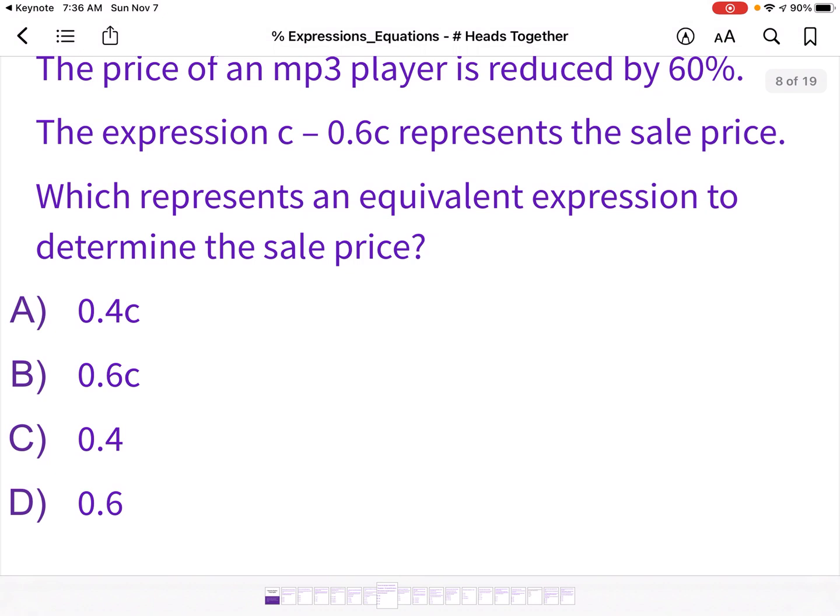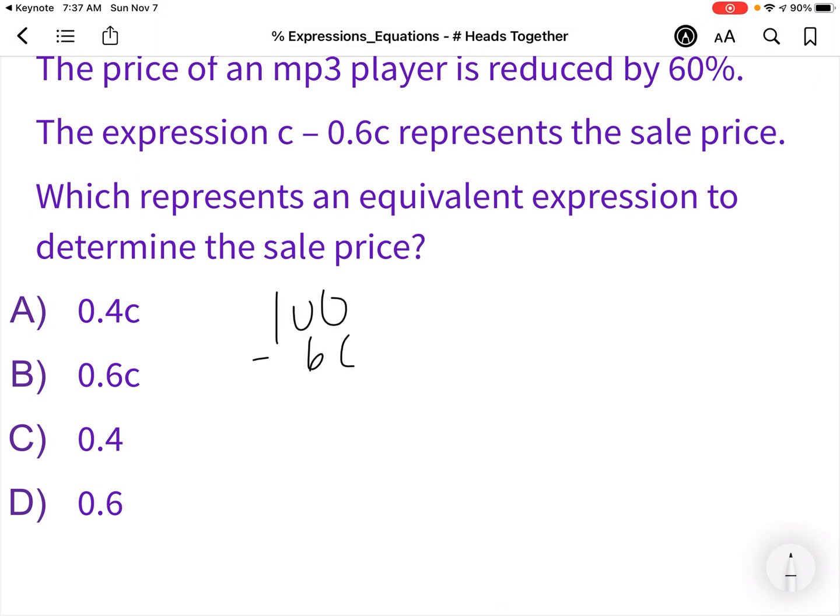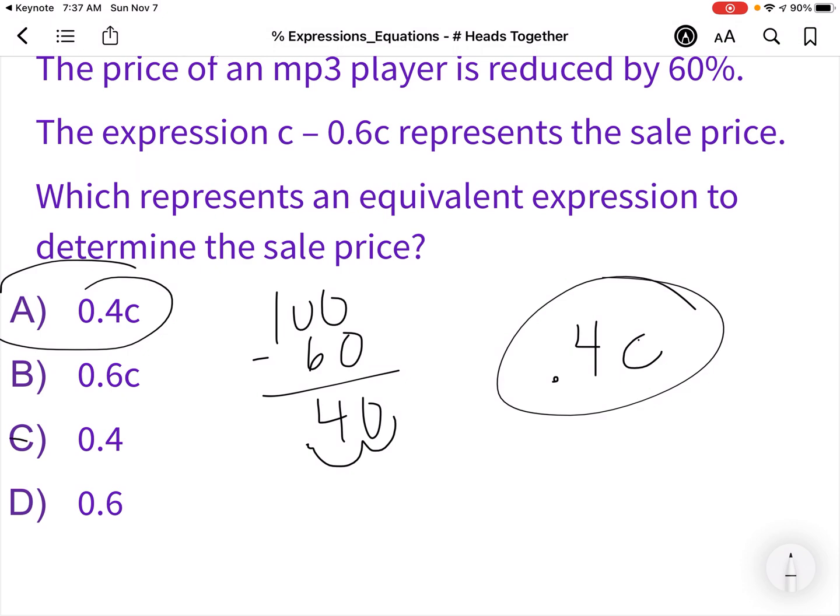The price of an MP3 player is reduced by 60%. C minus 0.60 C represents the sale price. Which is an equivalent expression to determine the sale price? Well, I know if I have 100% and I subtract 60, I'm left with 40%. I move my decimal over 2 places, so 0.4 C is going to give me the cost. This one won't work because you're not multiplying it by the cost of the player.